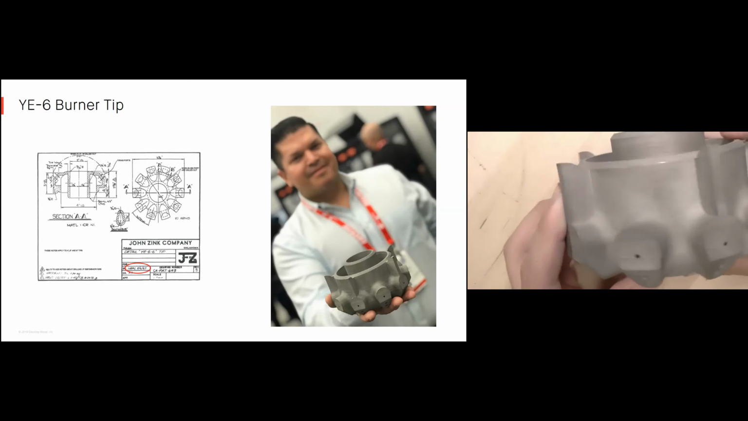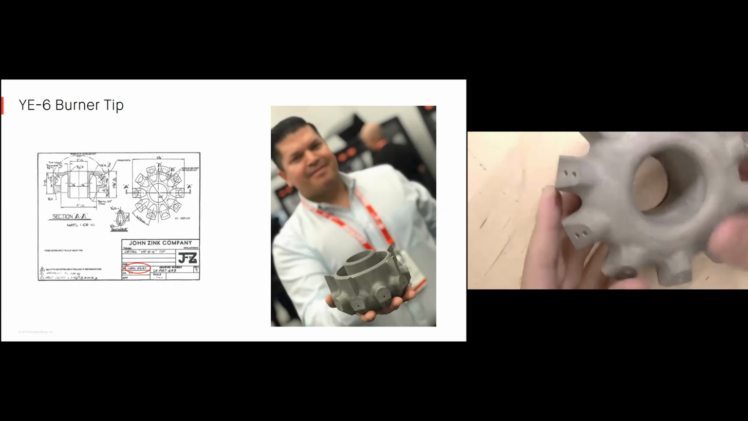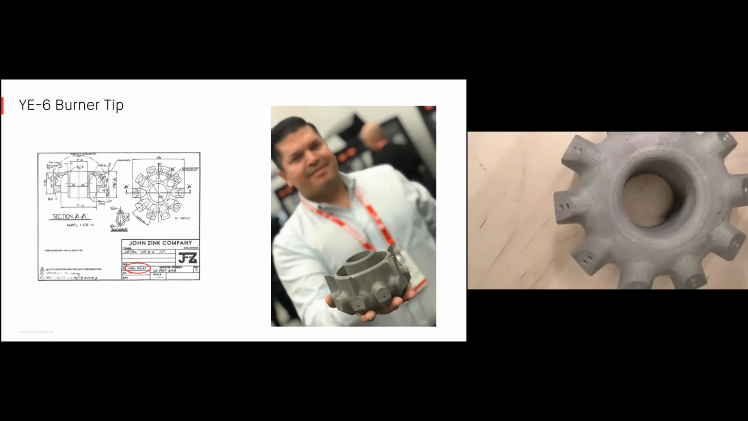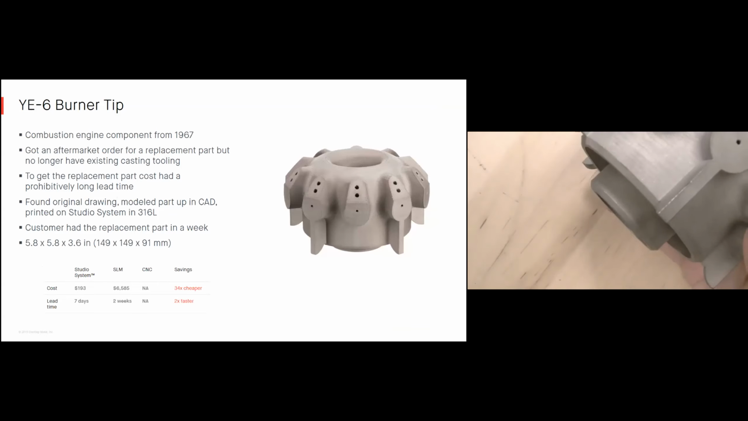They were able to throw it onto the printer, print this part in a little over a week and ship it out to the customer. So a great example of how we can use 3D printing for these urgent aftermarket orders, especially when we want to avoid a casting supply chain, which can be 6 to 8 weeks. So this part was able to be produced for about $193, took about 7 days.